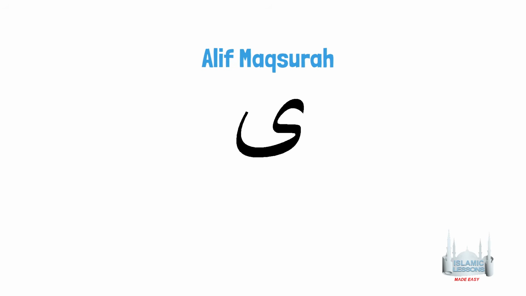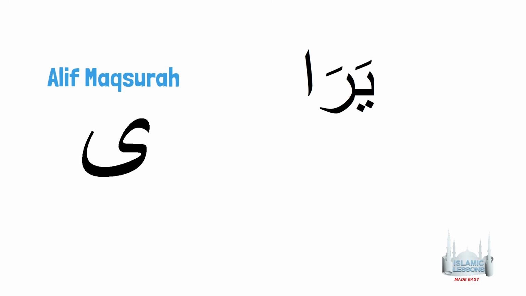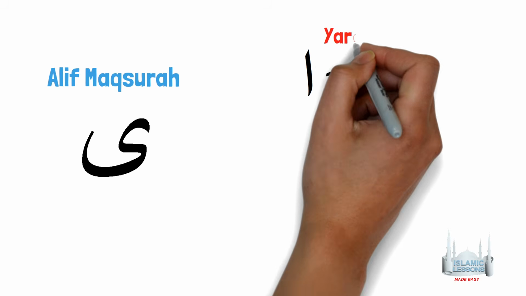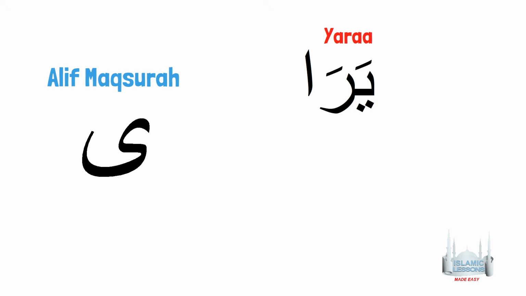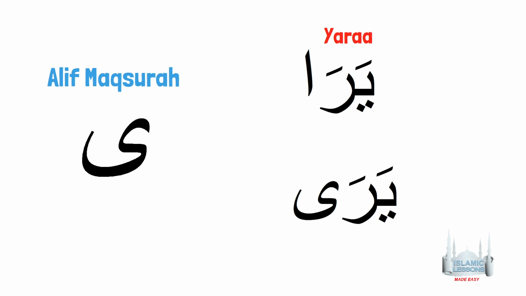Sometimes the long alif vowel is written like this. This is called the alif maqsurah, as explained in our alphabet series. For example, we see this word. The alif does not have a mark on it, and the letter before it has a fatha. Therefore, the alif is a long vowel. It reads Yaraa. Now this same word is written like this. It reads exactly the same.